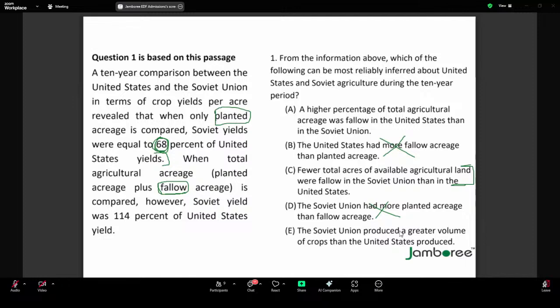Well, they did not. Or first, also, we don't know. We just know per acre. We don't know the total amount. So these three are out. Now, these two are left. This is percentage. I like the word percentage.